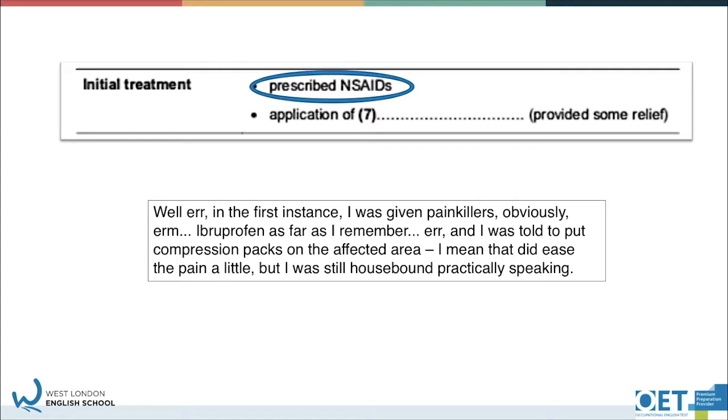Patient, again, didn't actually talk about NSAIDs directly. This is what the patient said, I was given painkillers, obviously ibuprofen. And once you hear that, you know the answer is going to come for question number 7. Again, the patient didn't say application of. Instead of application of, they used a phrasal verb. The patient said put on. For example, I was told to put compression packs on the infected area. And that's the answer. 2 words, compression packs.